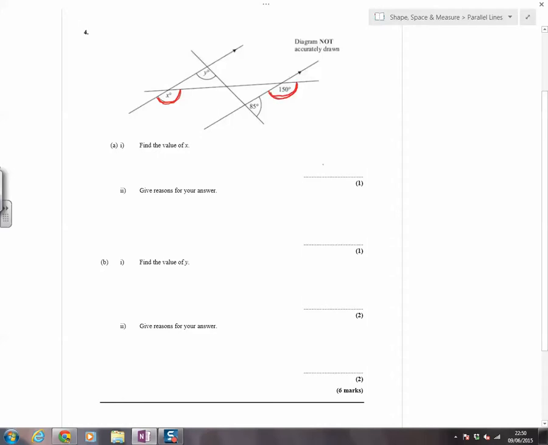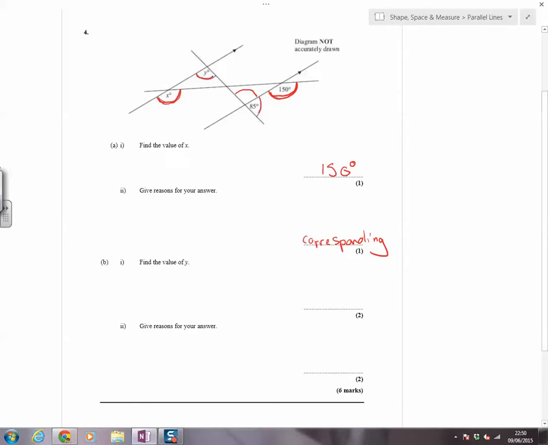So X is 150 degrees. Why? Because they are corresponding, and we know that corresponding angles are equal. This here is slightly different, because that matches this angle.